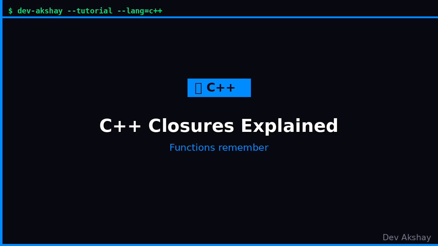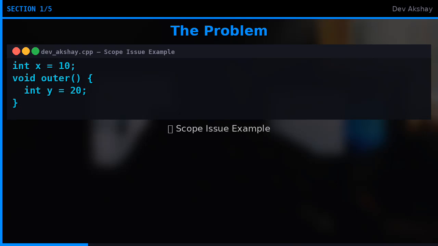Today we are covering C++ closures, a concept that's essential in real projects, and I'll show you why it matters. Now let's consider a real-world scenario where we need a function to access its own scope, even when it's called outside of that scope. This is a common issue in programming, and that's where closures come in.